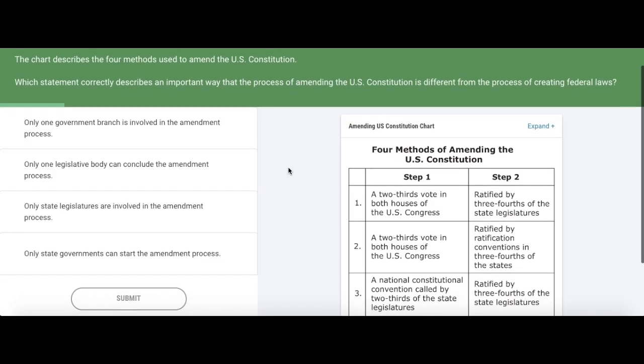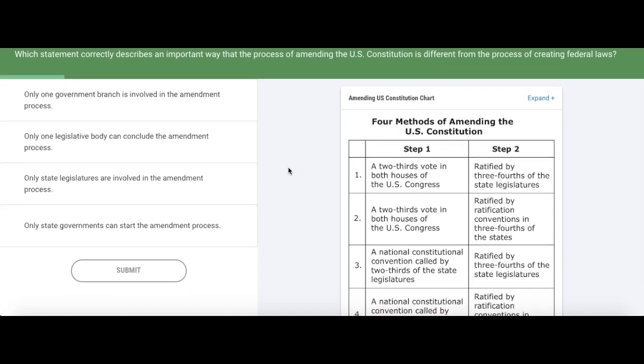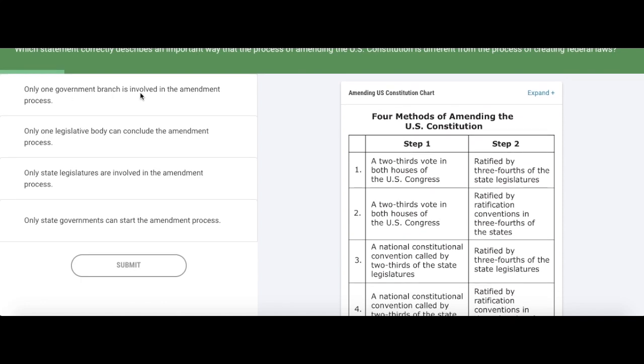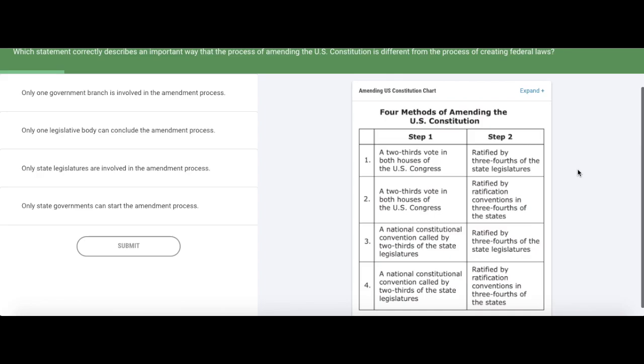The chart describes the 4 methods used to amend the U.S. Constitution. Which statement correctly describes an important way that the process of amending the U.S. Constitution is different from the process of creating federal laws? A. Only one government branch is involved in the amendment process. B. Only one legislative body can conclude the amendment process. Or C. Only state legislatures are involved in the amendment process. Or D. Only state governments can start the amendment process. So you can go ahead, pause the video, try to figure this out.